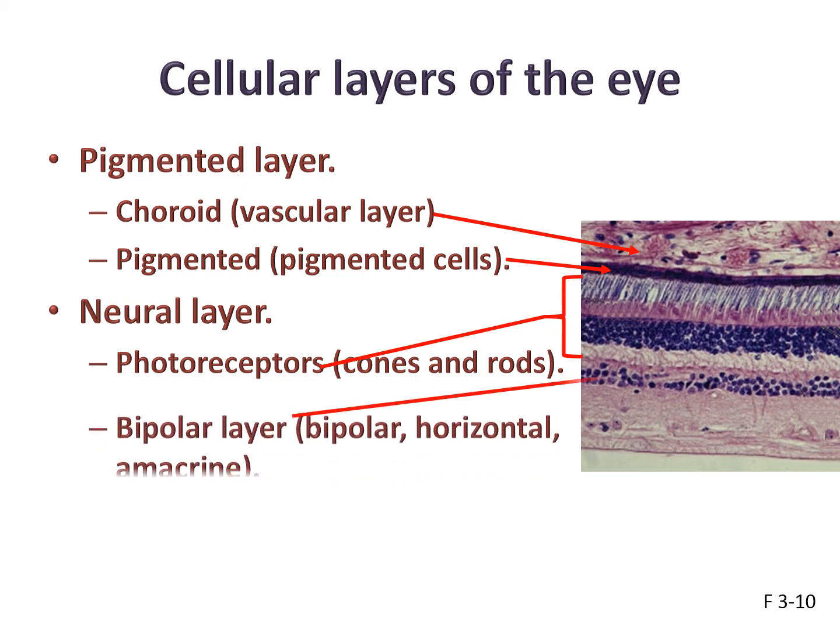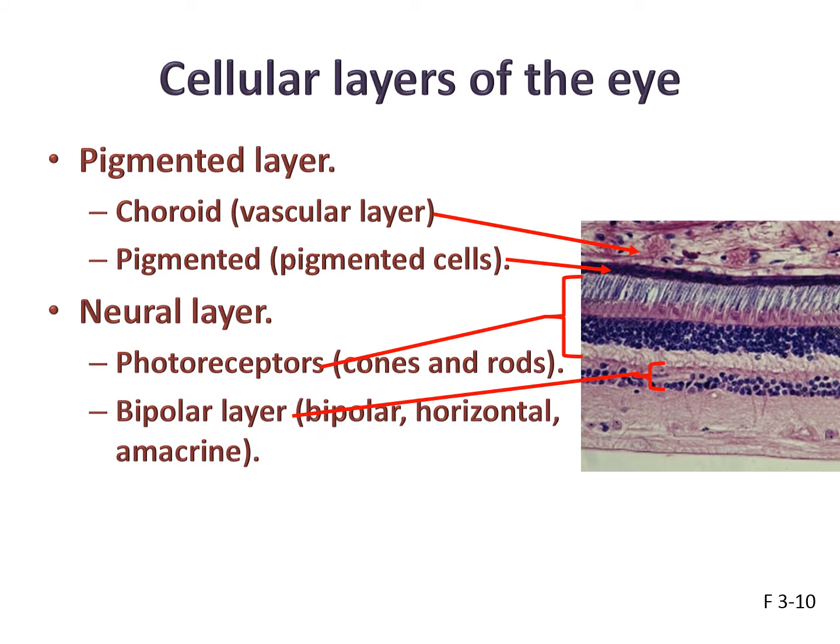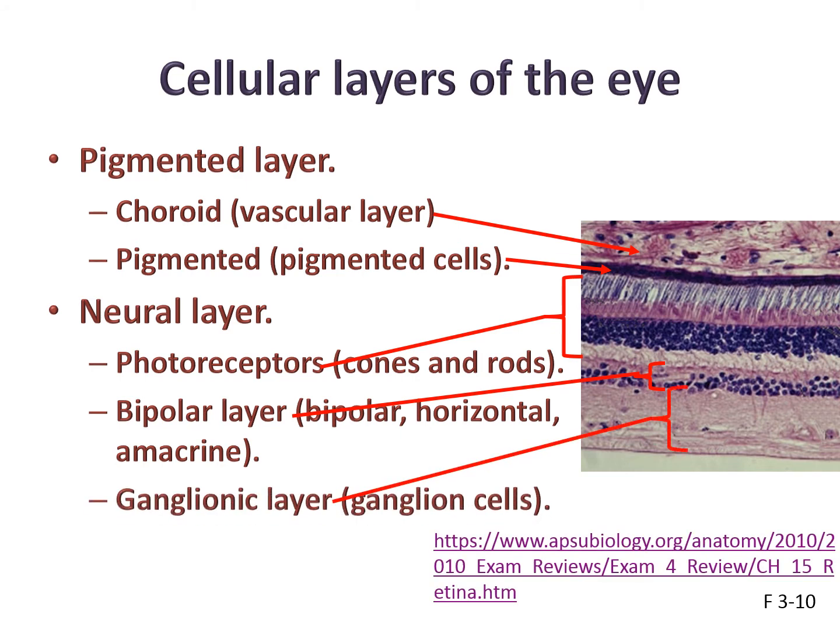Then we have a layer of bipolar, horizontal, and amacrine cells, and then the ganglionic layer made of ganglion cells which generate the action potential with the signal of the light towards the higher centers. Again, in here it appears to be 2 different layers, but they are parts of the ganglion cells, with the bodies and the axons respectively.